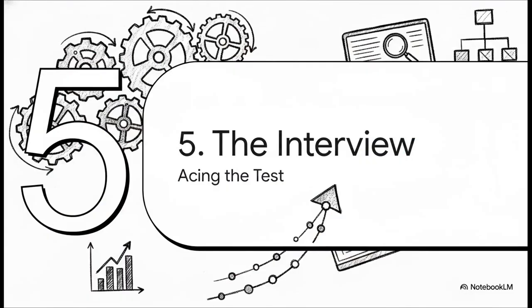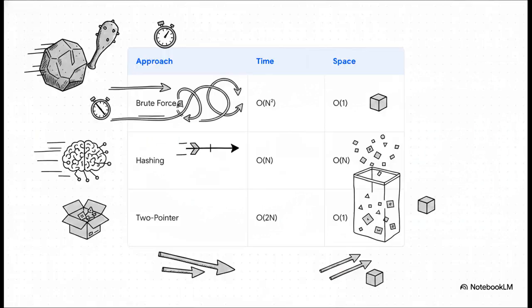Bringing it all together, section 5, acing the technical interview. We've completely and successfully modeled the exact evolutionary arc that an interviewer wants to see. We didn't just guess the answer, we engineered it. Let's recap our final scoreboard. We started off with brute force, surviving on O of n squared time but taking up O of 1 space. We noticed it was way too slow, so we evolved into the hashing approach, getting that blazing fast O of n time but sacrificing O of n space to hold our map. Finally, for positive numbers, we unlock the optimal two-pointer approach, maintaining incredible speed at O of 2n while reclaiming our memory efficiency right back to O of 1 space.